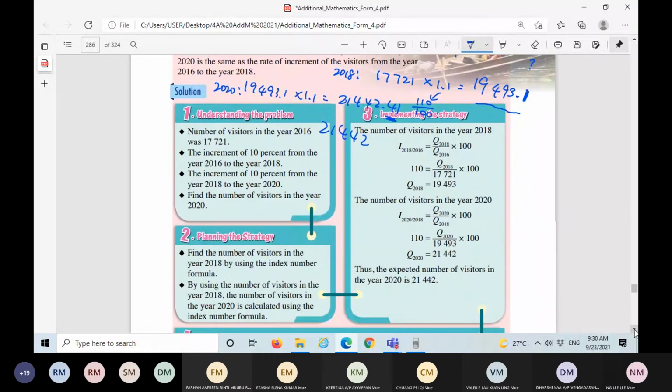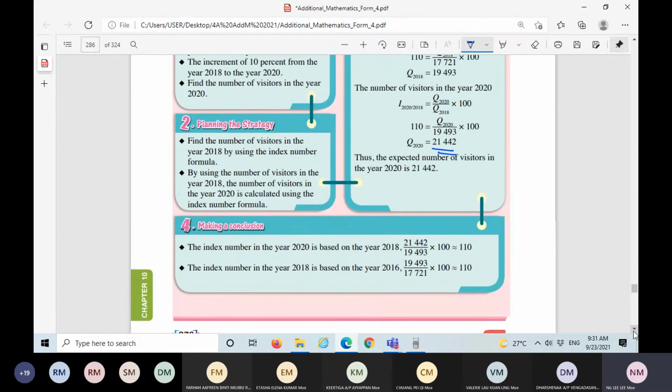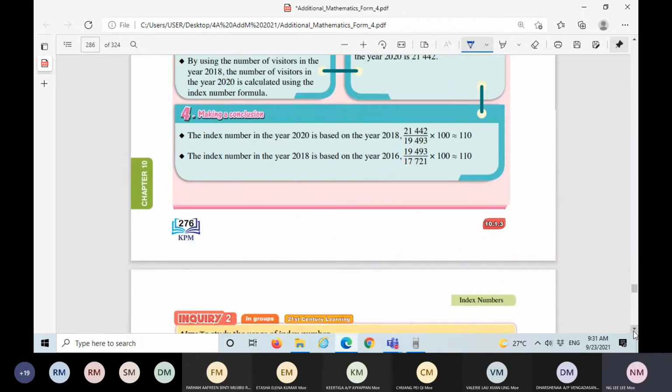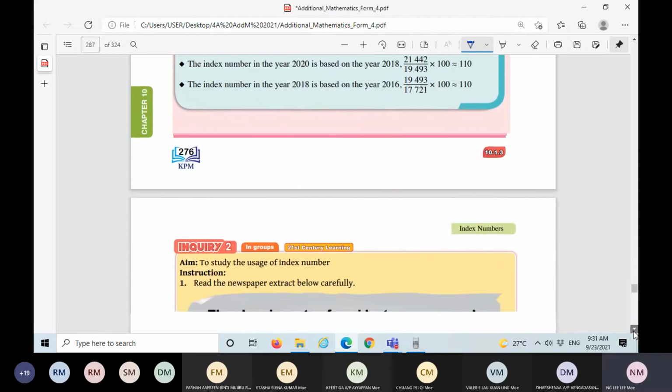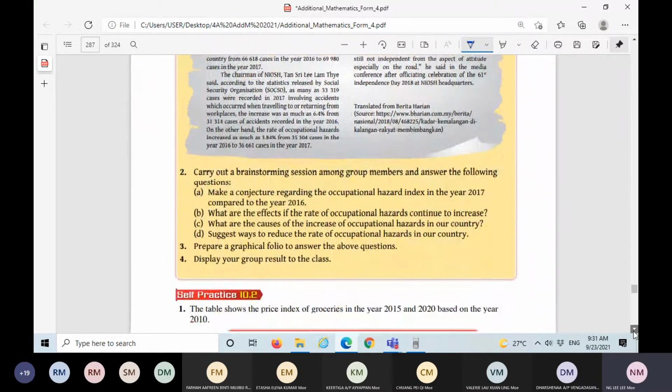Now, you see the same. This one they use the index number formula to do, and I just use your normal percentage knowledge to do it. You will get the same answer. That's why I say this chapter actually is related to percentage.